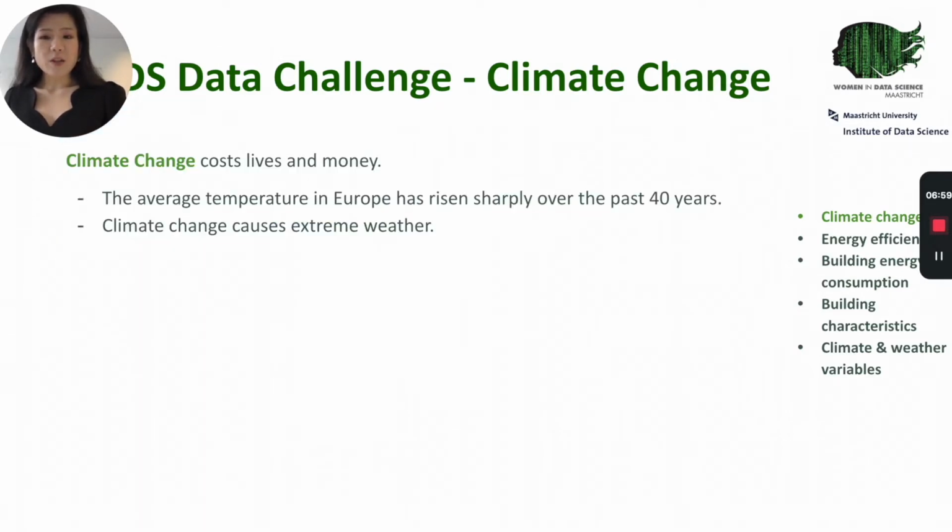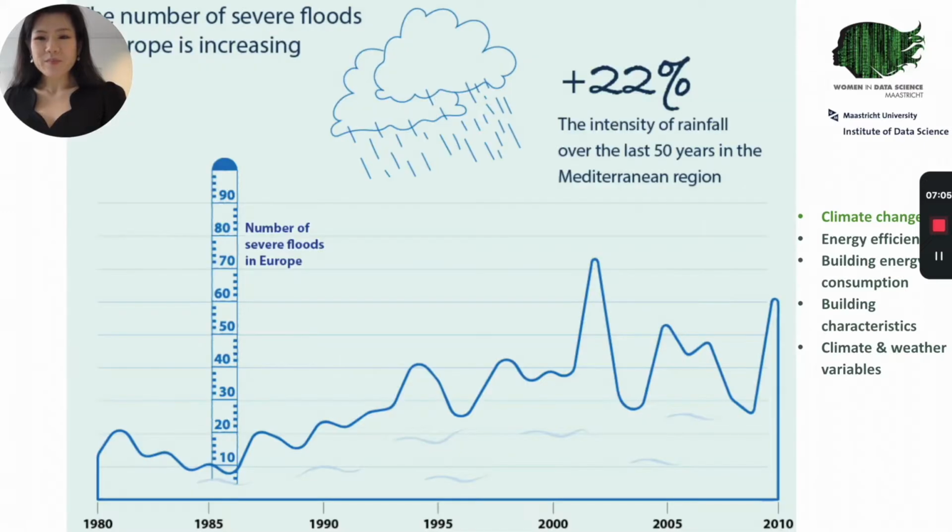And then climate change causes extreme weather. I think everyone would notice this. For instance, the number of floods. Like last year, I am living in Limburg, so it's the south of the Netherlands.